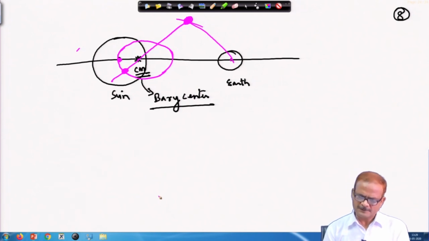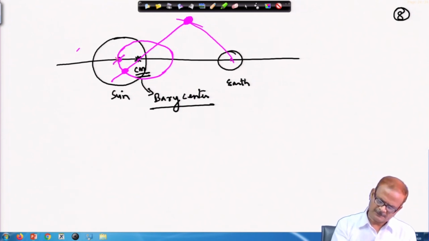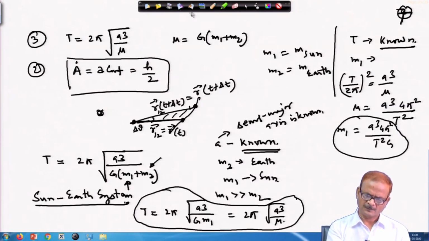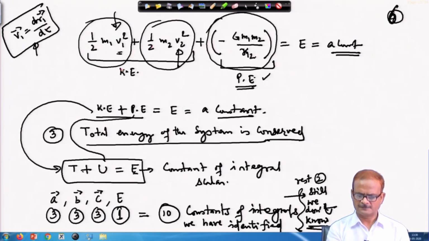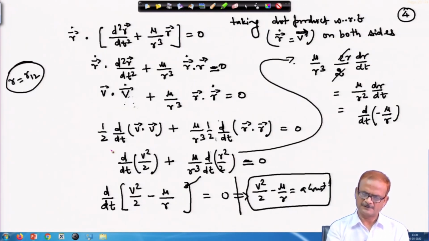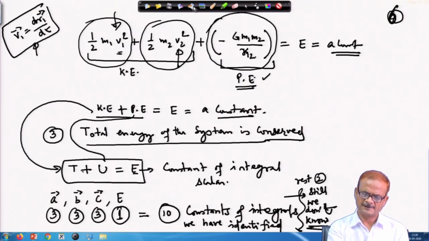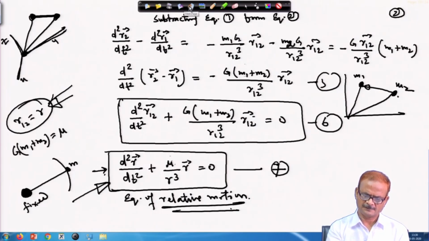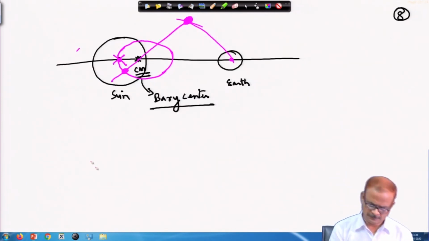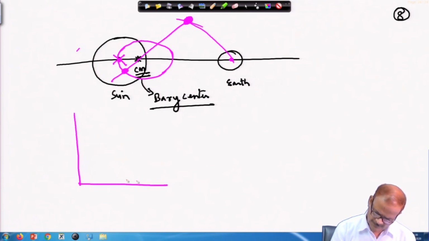But if you are looking in the relative manner, meaning you are looking with respect to the center of the sun, how the earth is moving, then whatever we have done on the previous pages, all this derivation, all of it is applicable. Relative motion is basically what we have described. This is the relative motion. So this is applicable once you are describing the motion with respect to the sun.